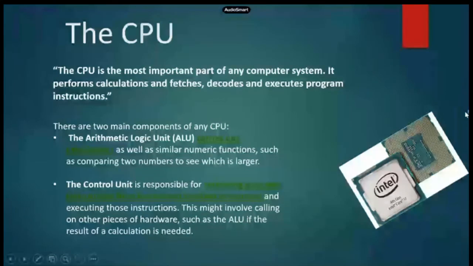Okay, so like it says there, the CPU is the most important part of any computer system, and every computer system has a CPU. It performs all the calculations and fetches, decodes, and executes program instructions. So in other words, when I go through all of the keywords, it'll all make sense. Okay, so there are 2 main parts to the CPU.